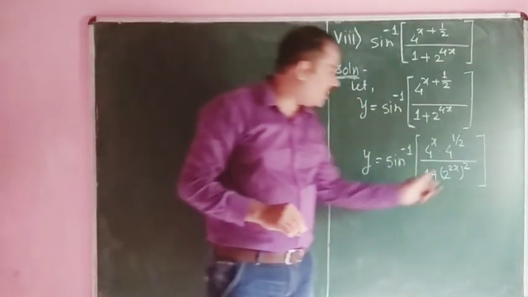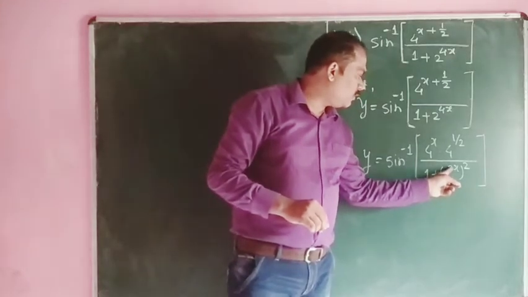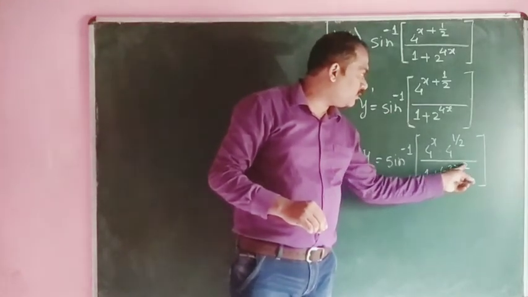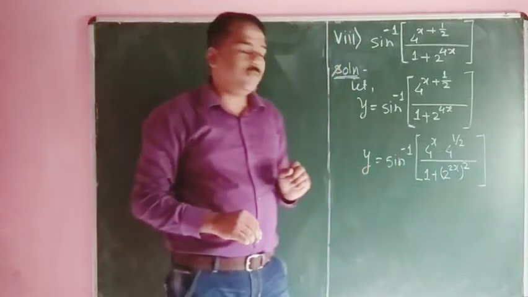Again, by using the laws of indices, 2 raised to 2x raised to 2, that is 2x into 2, nothing but 4x, by using the laws of indices.